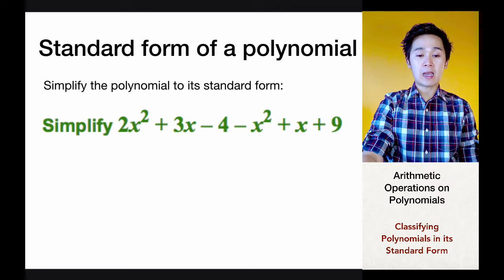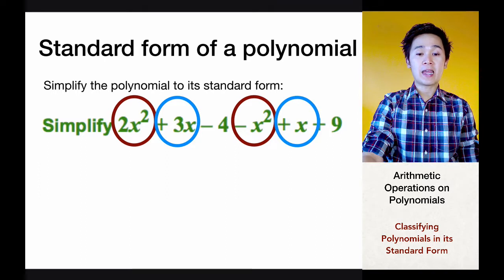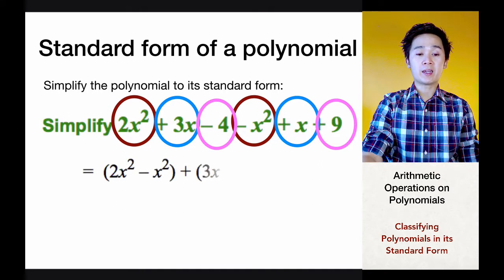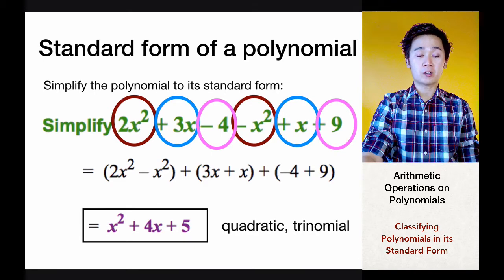And in this case, our like terms would be 2x squared and negative x squared. We also have 3x and x, and negative 4 and positive 9. So we have 3 sets of like terms according to degree and variable. If we combine those, because they are like terms, we'll have x squared plus 4x plus 5, which we will call a quadratic trinomial. So this is how we standardize a polynomial by combining like terms.